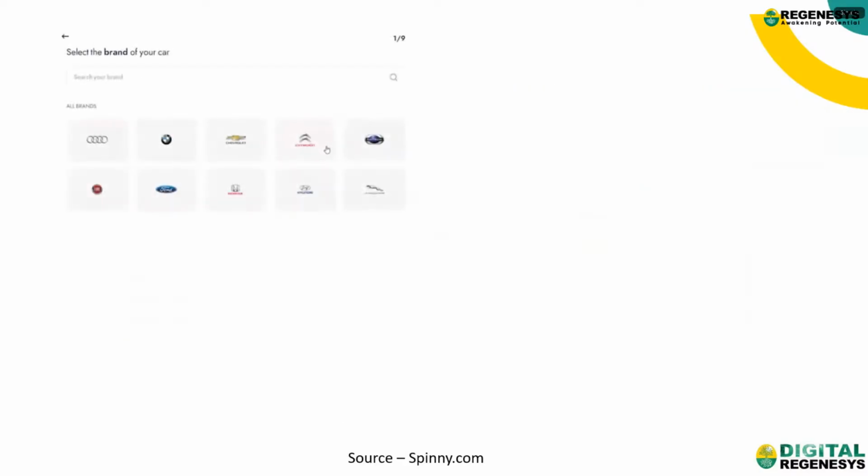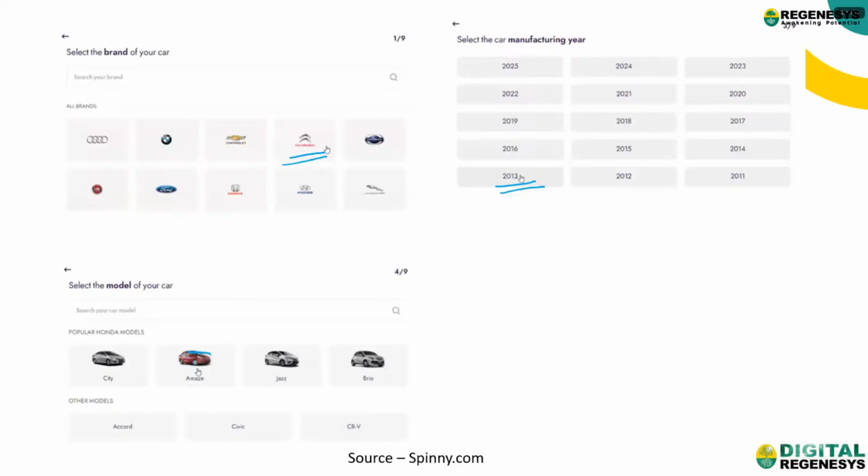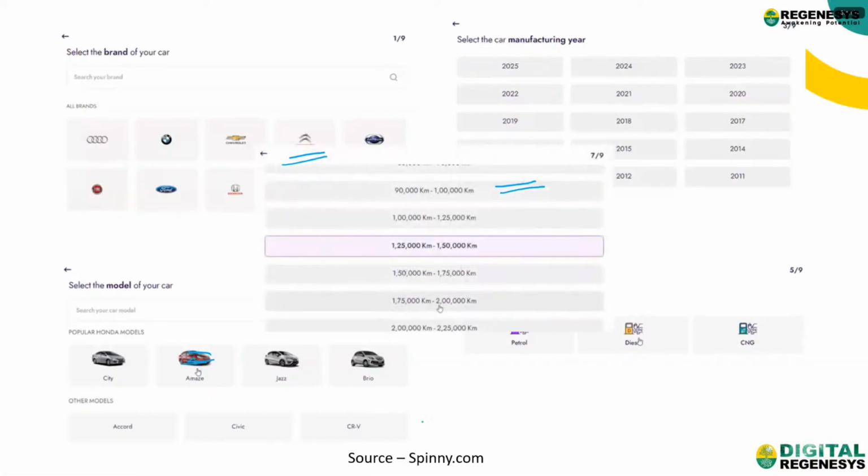Followed by that, it will ask you a few more details about the car, such as the brand name, okay? Followed by that, the manufacturing year of the car, then which model you are using, and what the variant of your car is, whether it is petrol based, diesel based, or CNG based, because as you must be knowing, based on their fuel type, their prices vary, right? And finally, it will ask you how many kilometers you have driven your car.